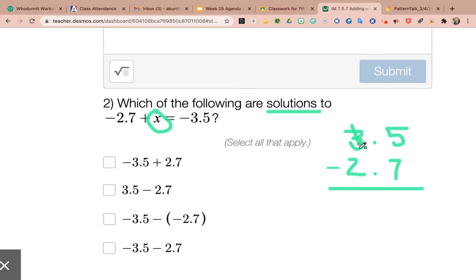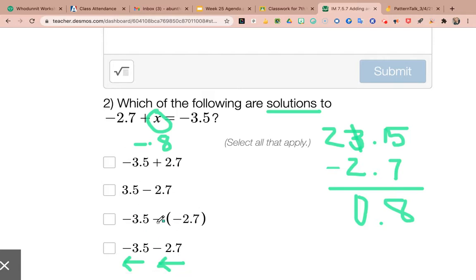5 take away 7, I can't do, so I'm going to borrow. 15 take away 7, I get 8. 2 take away 2 is 0, and then I bring down the decimal dot. So it looks like I need an answer of 0.8, and I know it's going to be negative because negative 2.7 plus negative 0.8 would get me to negative 3.5. So I'm looking for which of these gives me this answer. First off, I see that this goes left 3.5 and then left 2.7. That's going to be a really big negative number, so it can't be that one.